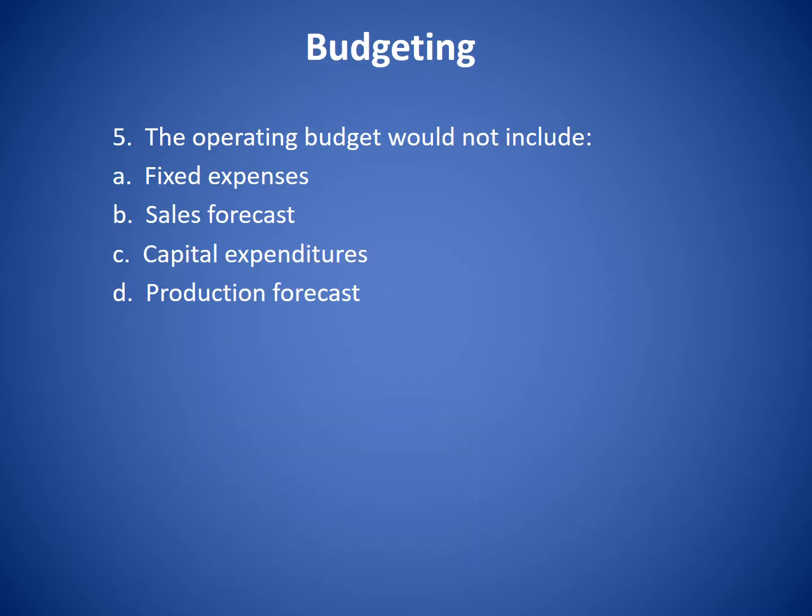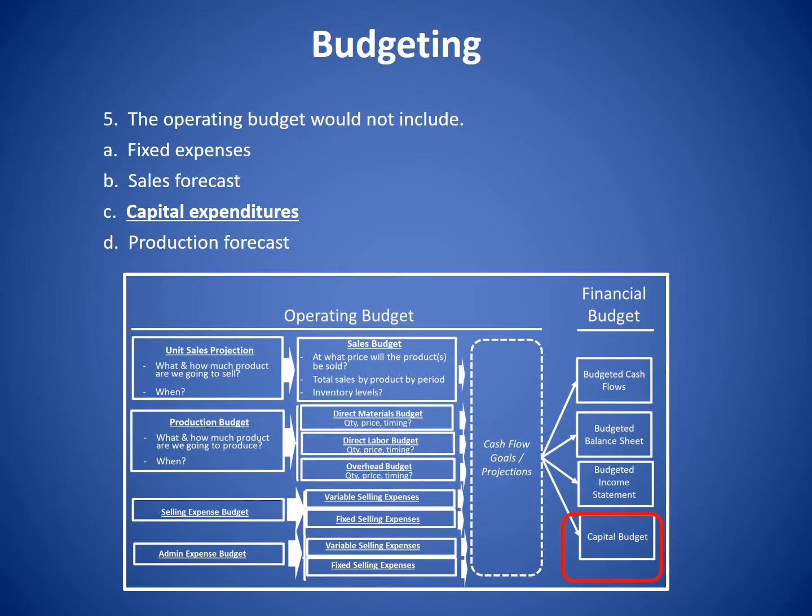Okay, number 5. The operating budget would not include, again, you have 4 choices. Stop the video, make your choice, and when you're ready, restart your video. The answer to number 5, the operating budget would not include C, capital expenditures. That's because that is included, as you can see in the diagram, in the financial budget.